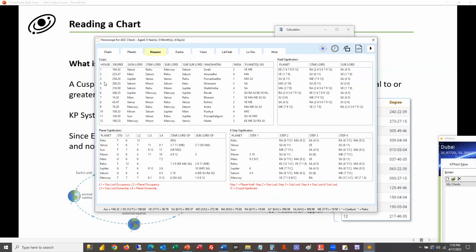Let's say I take the third house, 254, and see the ninth one, 74. So 254 minus 74 is 180, exactly 180 degrees apart. And the size of each house will also be the same.